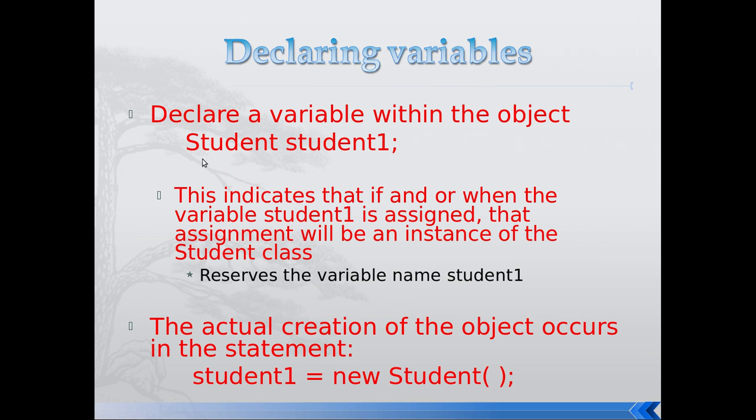So again, once you create your class, you can declare it as a type, and then assign that variable to be of that type. To actually create a new object, it's the new keyword, then the name of your class, and then open and close parentheses. And we'll talk a little bit more about this part right here when we get to constructors.